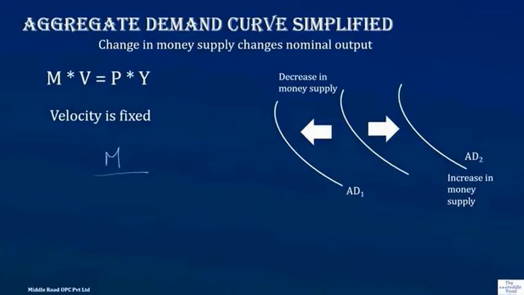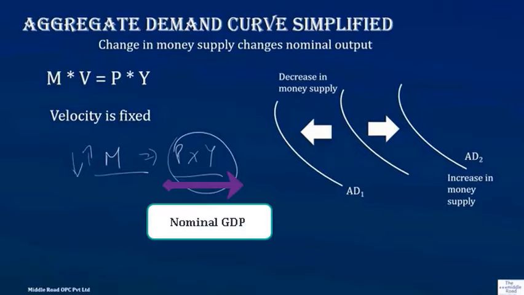MV is equal to PY. Now let's say I keep velocity fixed, so M is the money supply. As I change the money supply, the nominal output will change. When I decrease the money supply, the curve would shift to the left. If I increase the money supply, the curve will shift to the right. Just to give you a fair idea how this is being used: when we are looking at PY, it is in nominal terms, not in real terms. Basically, it's an increase in the price level.